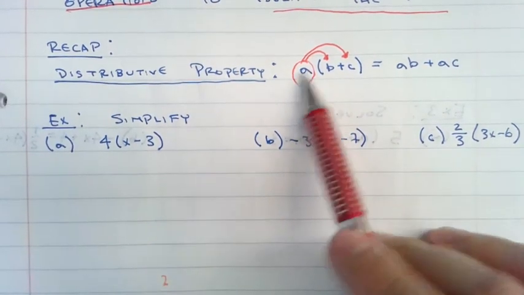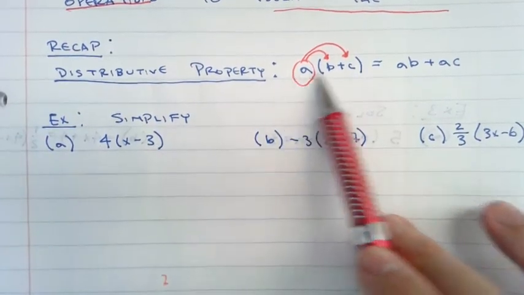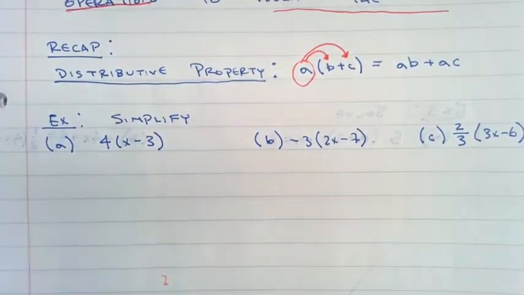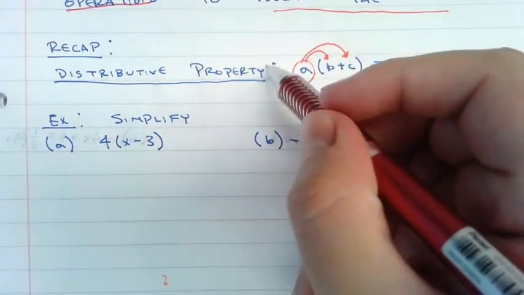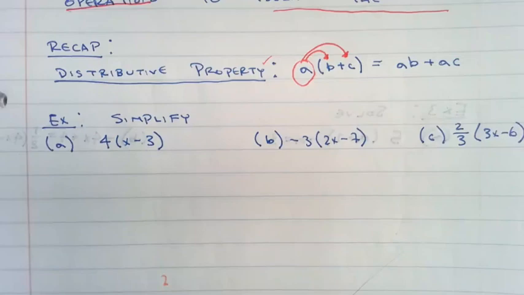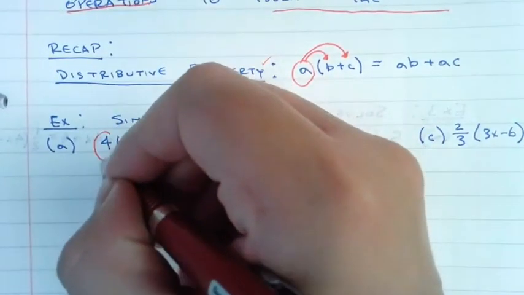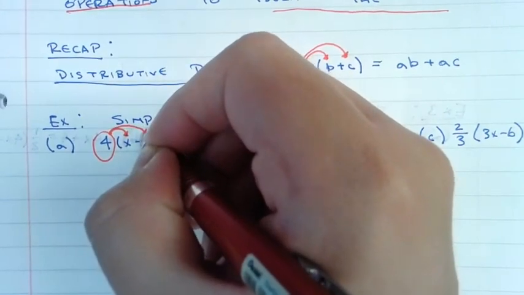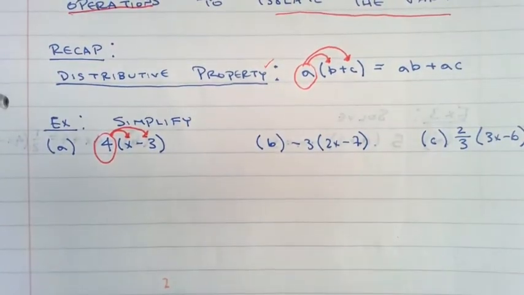If you take a look at it, this right here has the exact same form as right here. You have a number on the outside and you have two numbers on the inside. So we're going to go ahead and use the distributive property. Okay. So here's what I'm going to do. I'm going to get my 4, distribute it to my x, and distribute it to my negative 3.